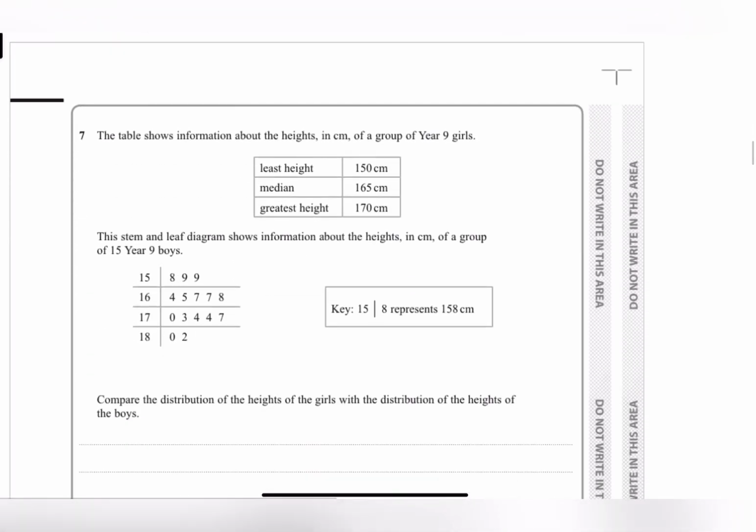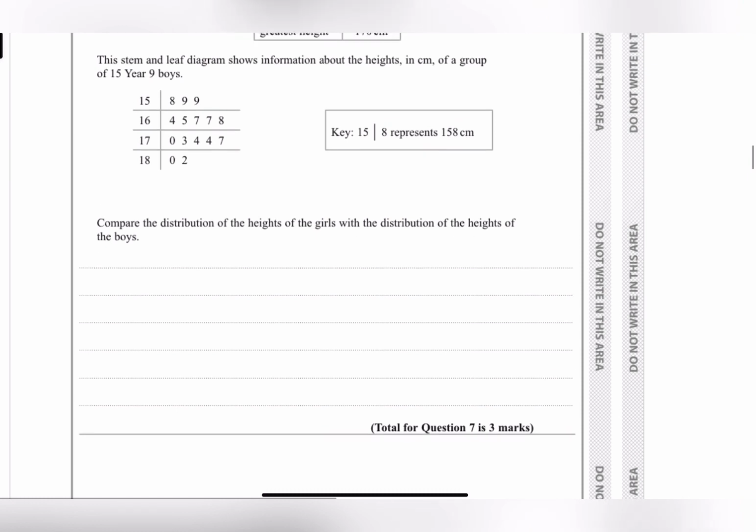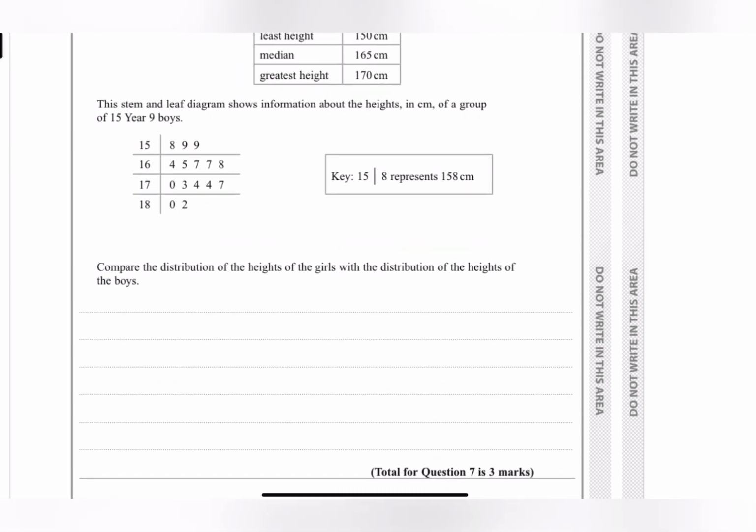Next problem. The table shows information about the heights in centimeters of a group of year 9 girls. Least height is 150 centimeters, median is 165 and greatest height is 170. This stem and leaf diagram shows information about the heights in centimeters of a group of 15 year 9 boys. Compare the distribution of the heights of the girls with the distribution of the heights of the boys. In these kinds of problems, you have to find the range of the girls, which when you do the calculations you will get as 20.